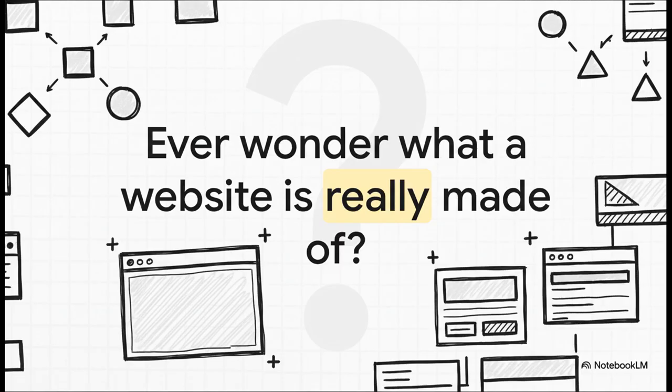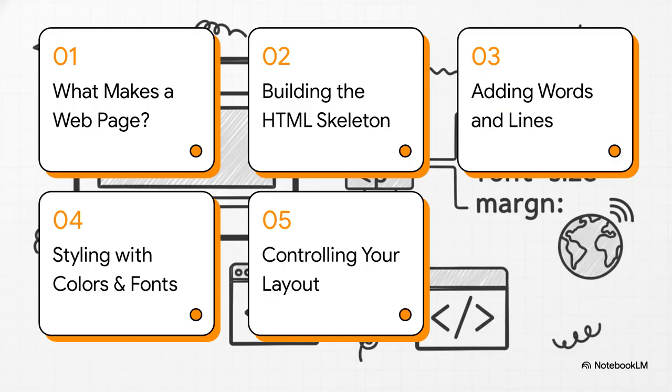We're going to explore the fundamental building blocks of the web. We're starting with literally a blank page, a blank text file, and we're going to see how it transforms into a real working website. Here's how we're going to do it. First, we'll talk about what a web page is actually made of. Then we'll build its skeleton, add some words, style it up with colors and fonts, and finally, get the layout just right. It's a simple, step-by-step process.